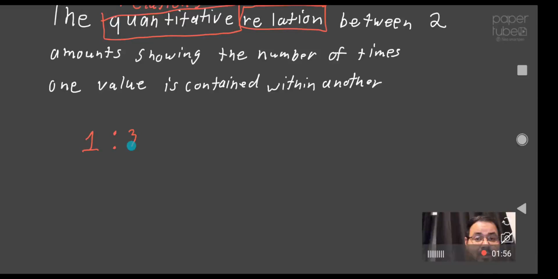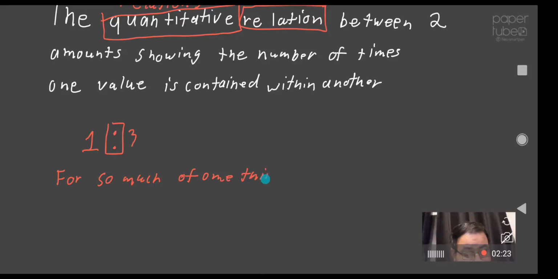Now, you probably are wondering about this little sign I drew right here. This is one of the ways that we can represent a ratio. So when we're talking about ratios, it is basically saying for every so much of one thing, I have this much of another.